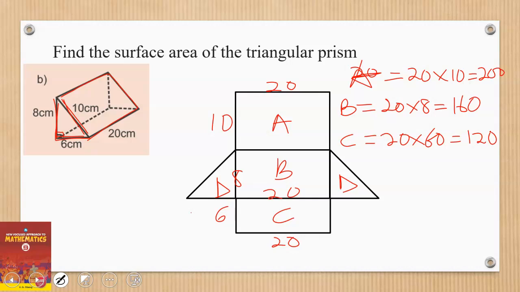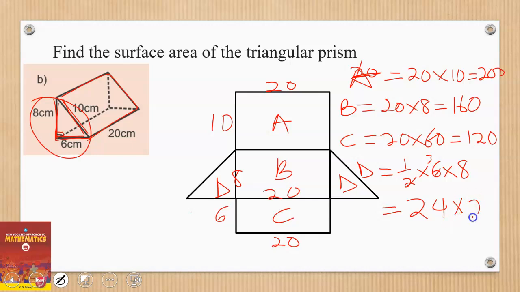Then we want to find the area D, and area D is where we have a problem. It's going to be half base times height, and the base of the triangle here is 6, and the height is 8. When you simplify that, you get 3 times 8, so that will give us 24. Now the 24 times 2, because there are 2 of the D's, so that will give us 48.